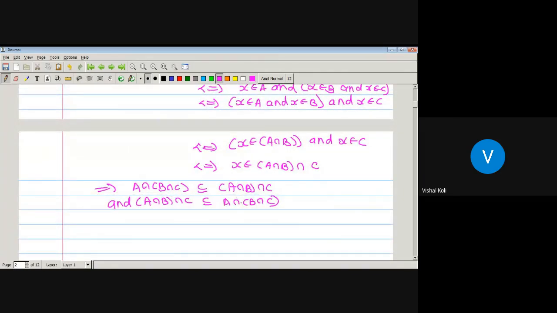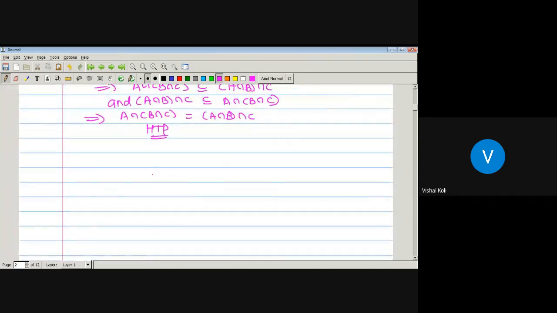Then again, by the property, if A is a subset of B and B is a subset of A, then A must be equal to B, which implies A intersection B intersection C is nothing but A intersection B intersection C, and that is what we have to prove. Hence the required result. And similarly, we can prove the associative property for union also. Similarly, A union B union C is nothing but A union B union C.